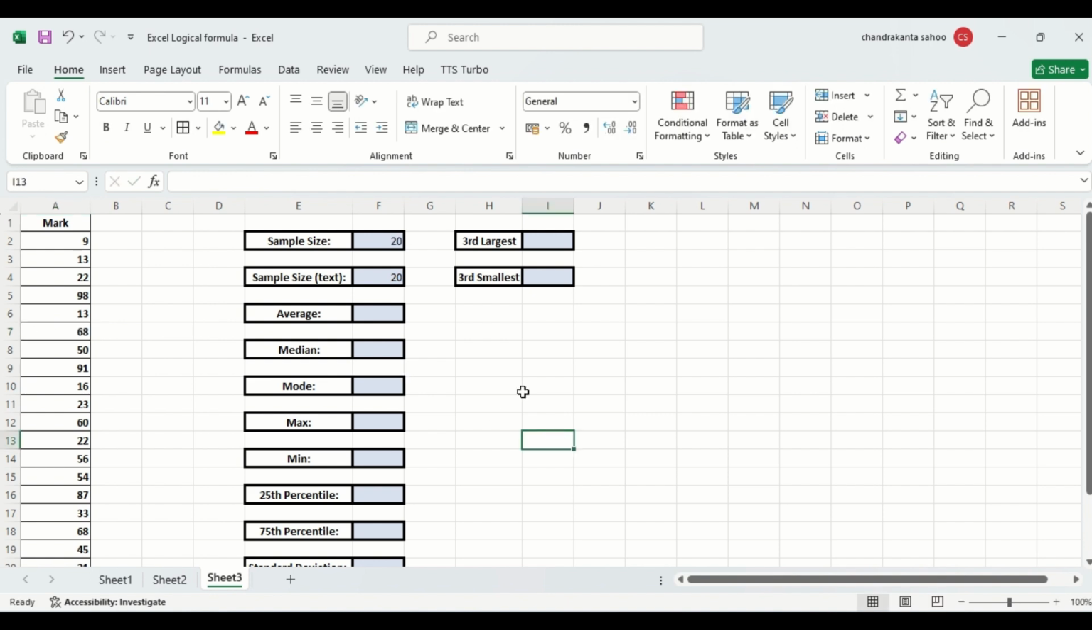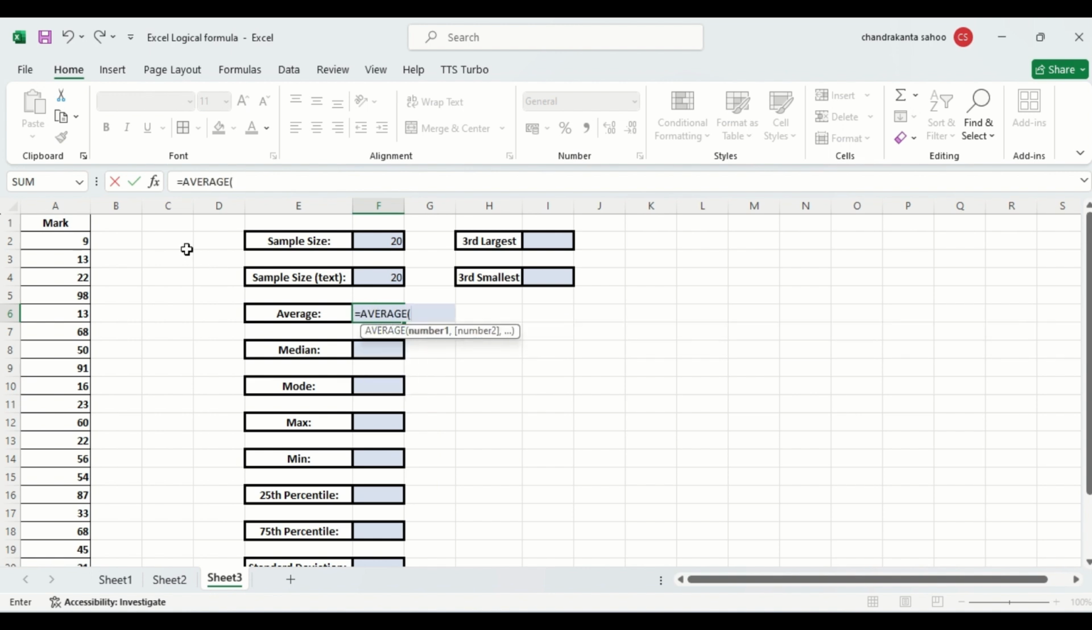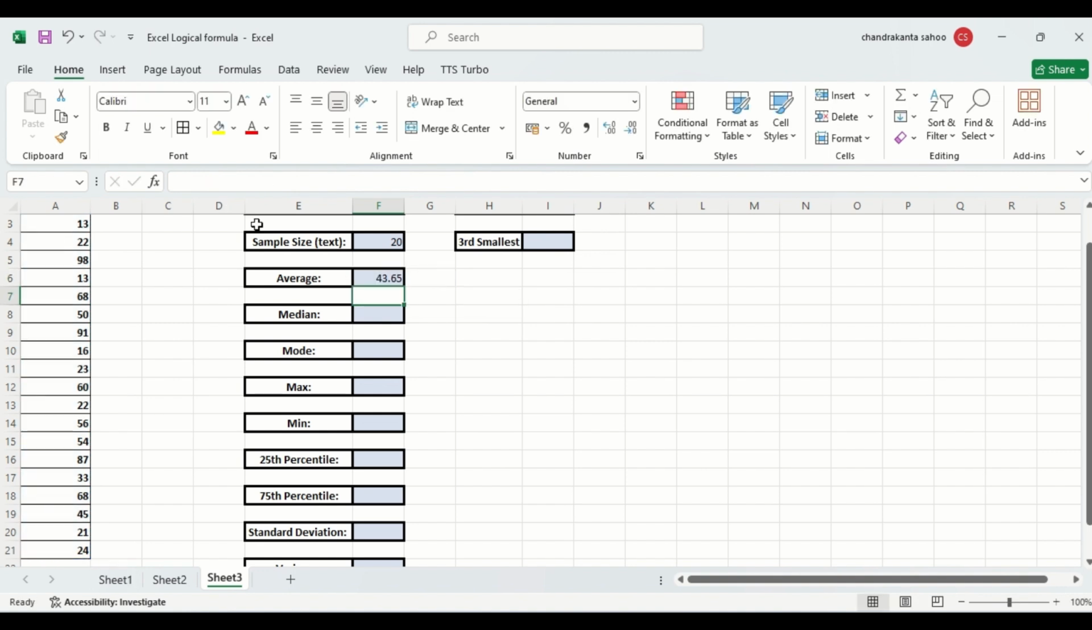Okay, average. Average means the mean value. We can also calculate the average, and it is very simple. The range is number 1, number 2. Follow the syntax: shift control down arrow, I selected all and close the bracket, and then this is 43.65.